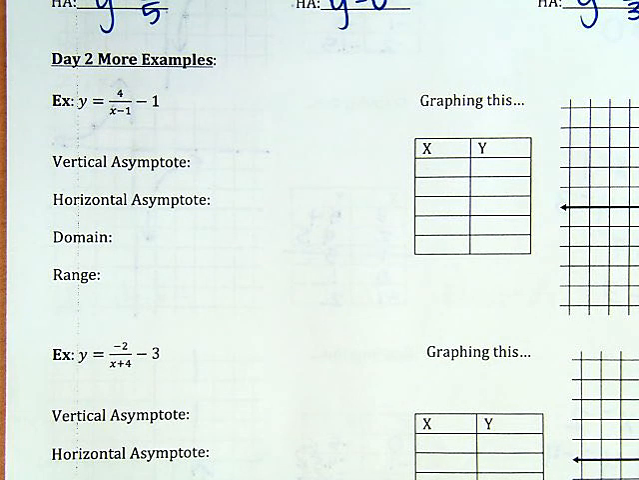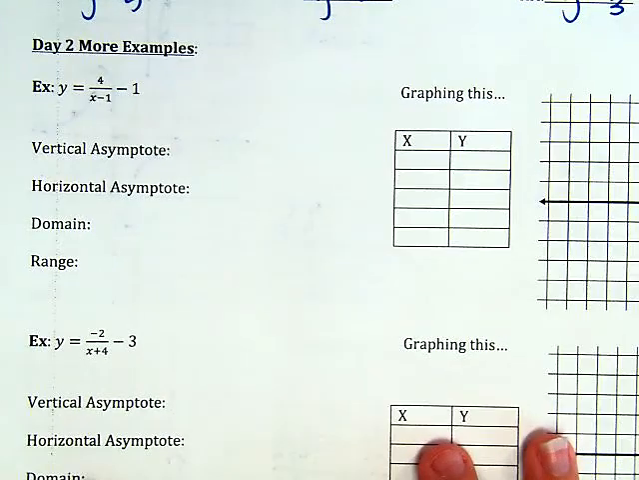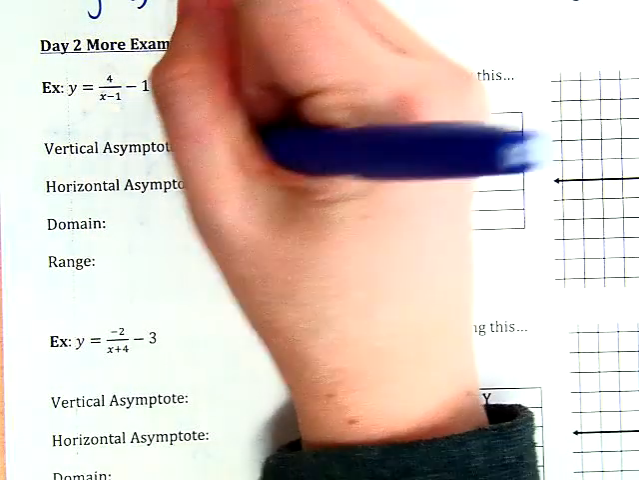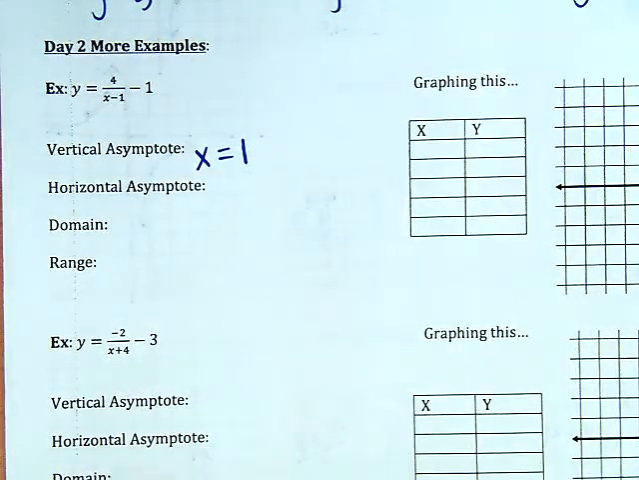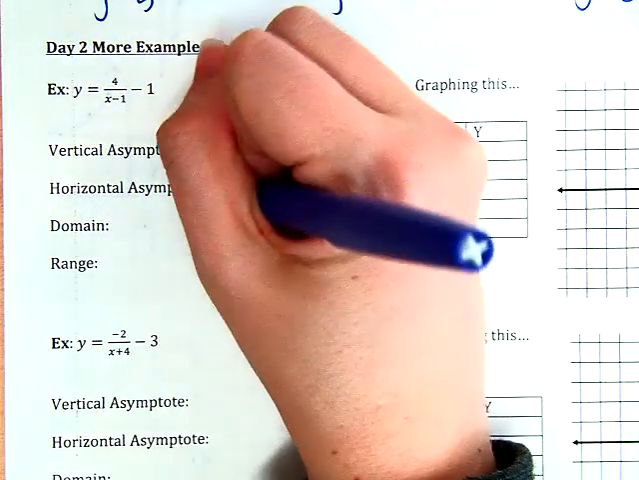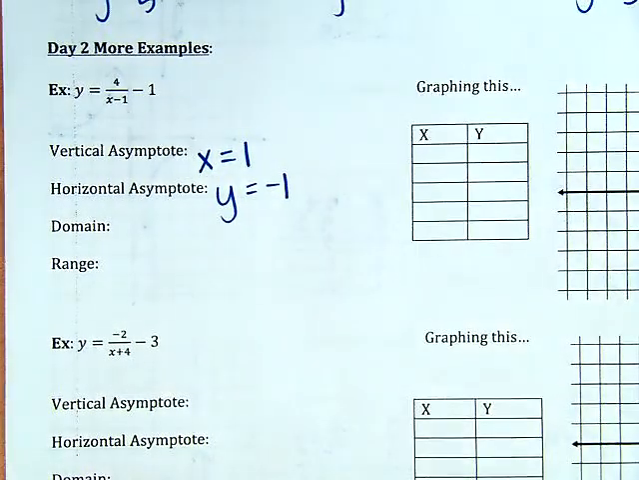Second part of 8.2 is just two more examples. You're just doing this graphing stuff again. So if you remember from yesterday, my vertical asymptote is when the bottom is equal to 0. So in this case, that would be x equals 1. Horizontal asymptote is the number on the outside. So that would be y equals -1.